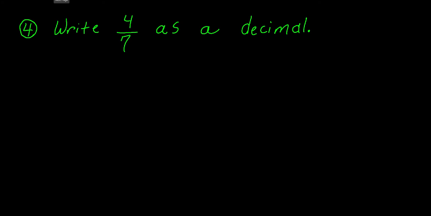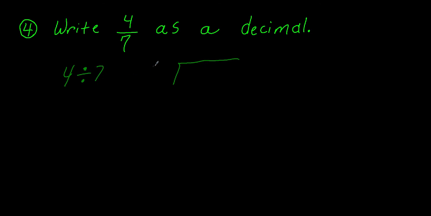You might see this. It says write 4 sevenths as a decimal. I'm going to take it out to 2 or 3 places. You need to remember that this means 4 divided by 7. This is a fraction. This is a division bar right here. This means 4 divided by 7. That's really what that means. So when I rewrite that, I'm going to rewrite it like this.